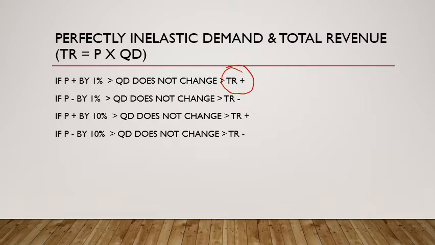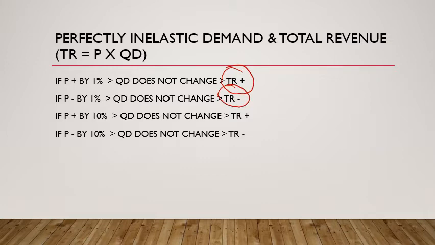In the second example, if price goes down by 1%, quantity demanded does not change. So what happens to total revenue? Well, price goes down, quantity demanded does not change, TR goes down.